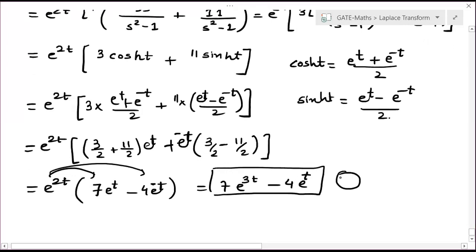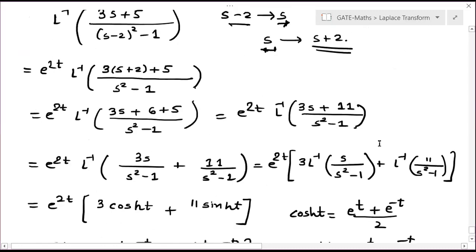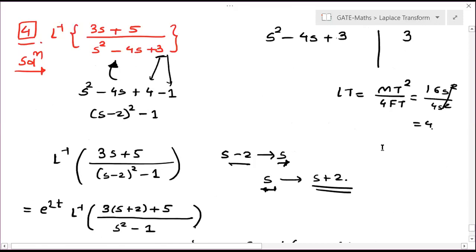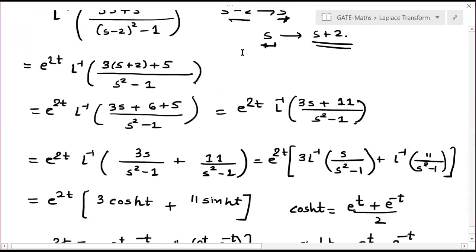Right, now we are going to see one another method for this. Right, we'll get the same answer, but it will be easier. Everyone understood this last term and all these things, right? How we have converted this quadratic polynomial in the denominator into its whole square form, and based on that how we have applied first shifting rule.